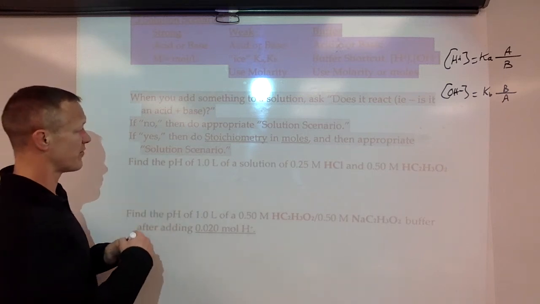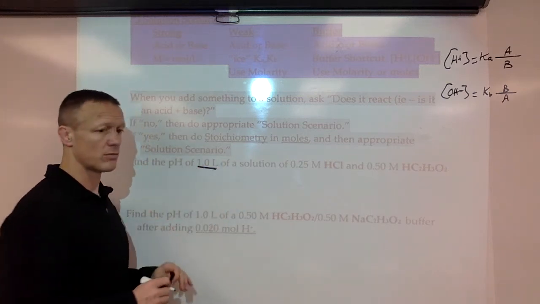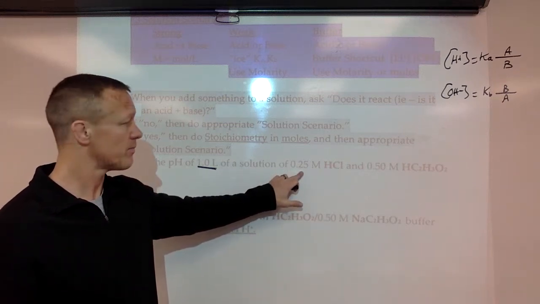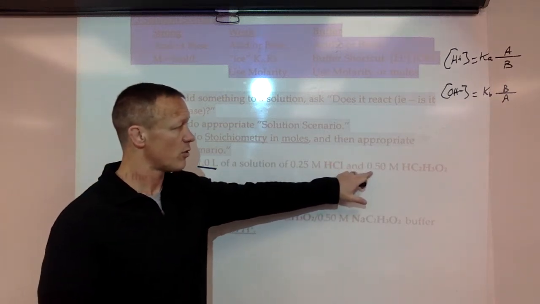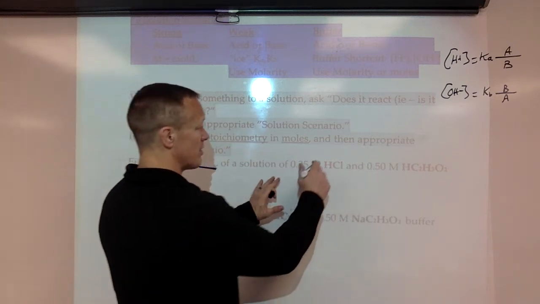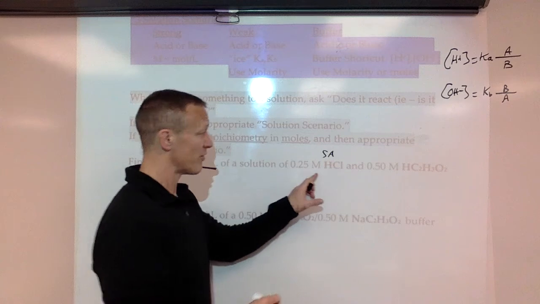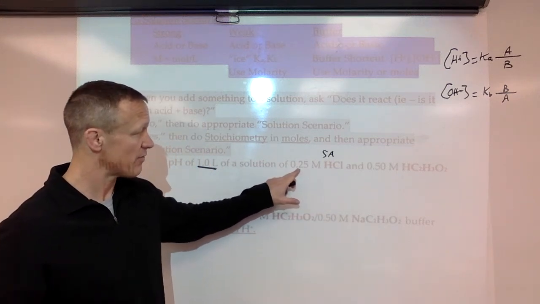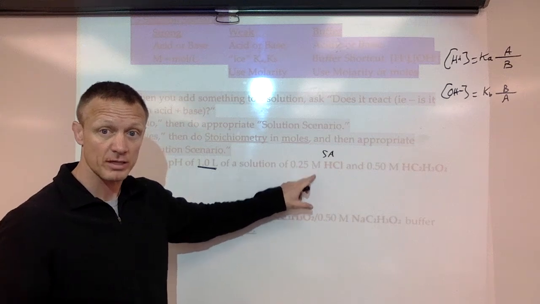First one wants to know the pH. If you have 1 liter, that's going to be a key. 1 liter of 0.25 molar HCl and 0.5 molar HC2H3O2. So just think about this for a minute. This is a strong acid, so if we want to get the pH of that, we can get the concentration H plus very easily. Negative log of 0.25, because that is your concentration H plus.